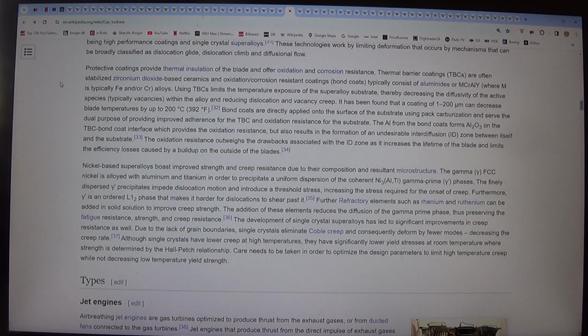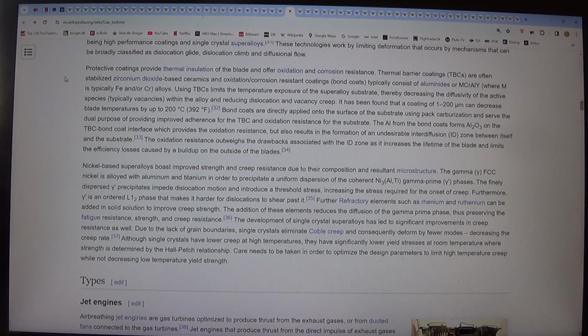Thermal barrier coatings, TBCs, are often stabilized zirconium dioxide-based ceramics and oxidation/corrosion resistant bond coats. Bond coats typically consist of aluminides or MCrAlY, where M is typically Fe and/or Cr alloys. Using TBCs limits the temperature exposure of the superalloy substrate, thereby decreasing the diffusivity of the active species, typically vacancies, within the alloy and reducing dislocation and vacancy creep. It has been found that a coating of 1/200 m can decrease blade temperatures by up to 200 degrees Celsius, 392 degrees Fahrenheit.